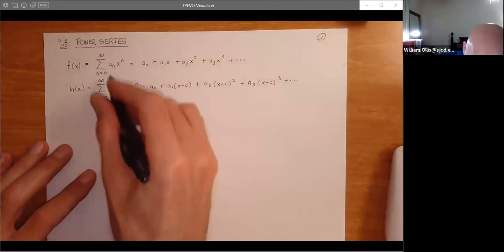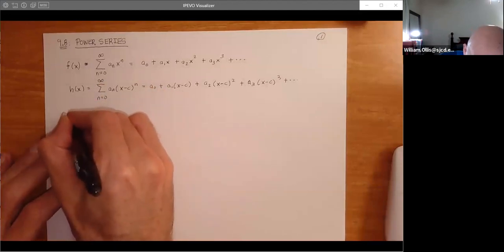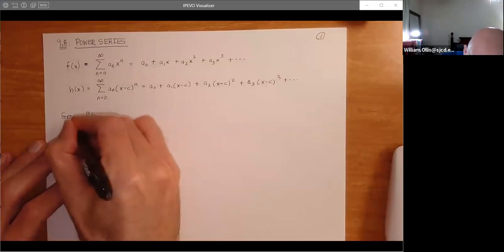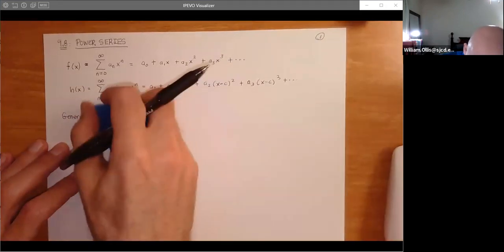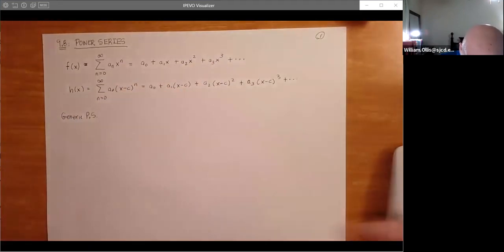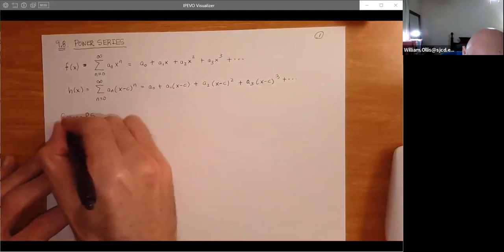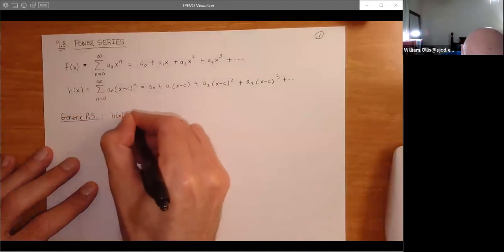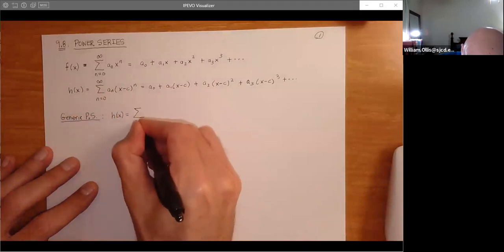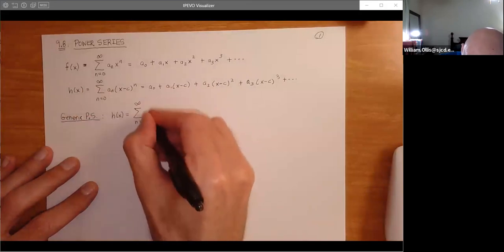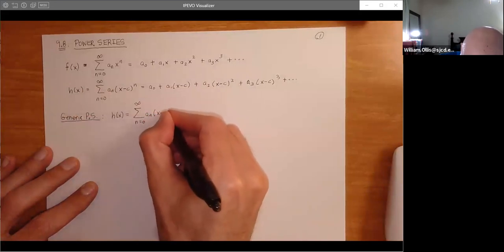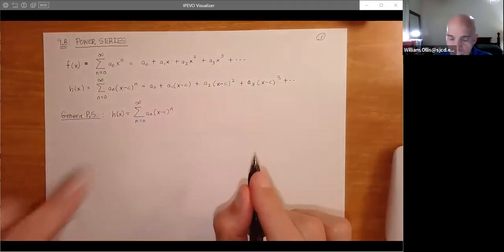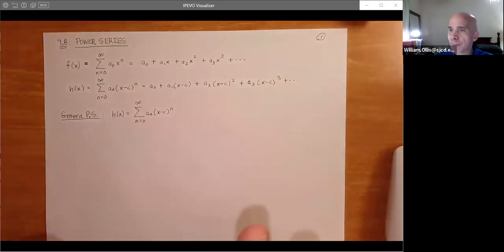Say we take this generic power series right here. So we have the generic power series. And I'll just say PS for power series. And sorry, that c looks more like an o. And I'll just go ahead and write it again. h of x, n equals 0 to infinity, a sub n, x minus c to the nth power. And let's just say that we're interested in looking at this as a function.